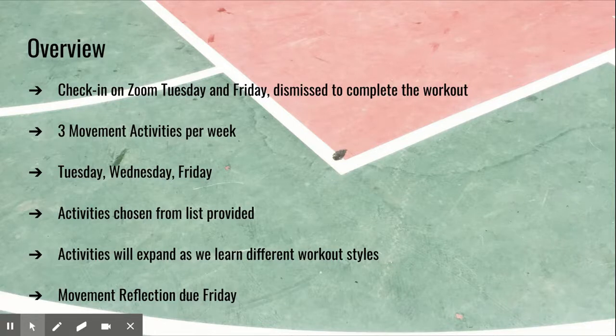On Tuesdays, I will offer team activities, meaning that we will do some kind of movement activity together as a class, but students may still opt to complete an individual independent workout. Students choose their movement activities from the list provided and know that the activities will expand as we learn different workout styles. On Friday, after they complete their last movement activity, students complete their movement reflection.